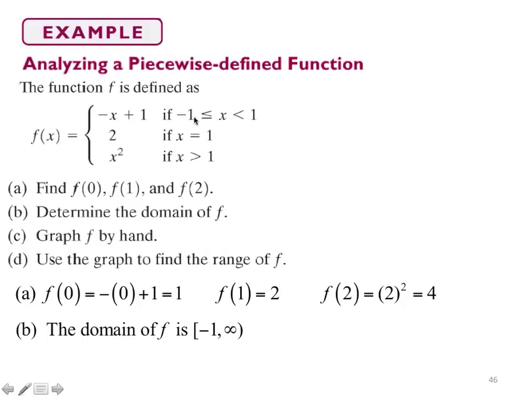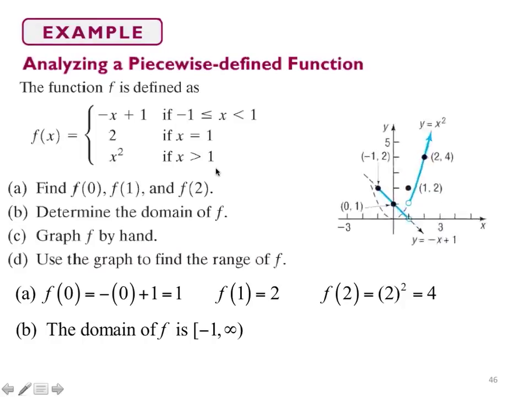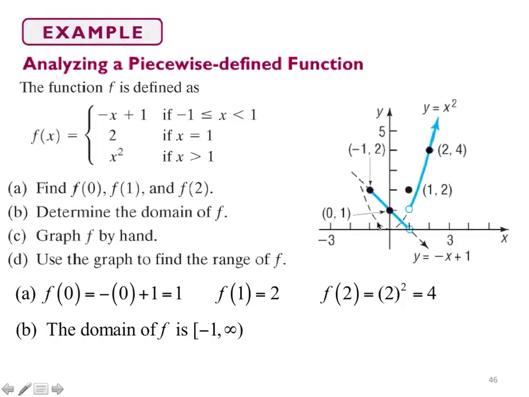Now the domain is going to be all x values. The smallest x value that we allow is -1, but the largest is going to be infinity because this is the definition for any numbers where x is greater than 1. So if we look at the actual graph, we have a line for this portion from -1 to 1, and then at 1 we have a value of 2, and then from there on out we have a parabola.